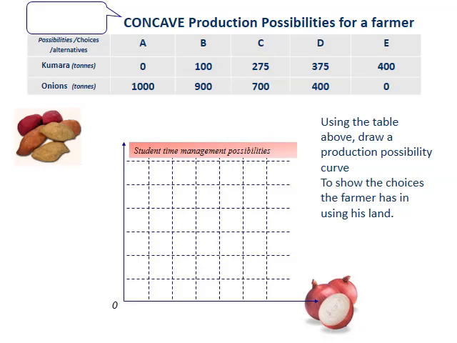Now you need to complete the graph, and you'll recognize that it's not a straight line, it's concave, and concave simply means bowed out from the origin, being the starting point at 0.